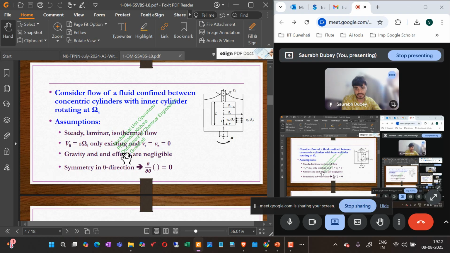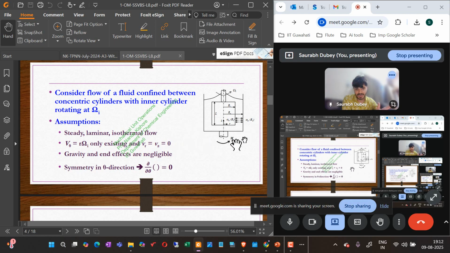So this is only existing. The rest of the velocity components, which are in the r direction and in the z direction, are assumed to be zero. Z direction is upward, and r direction is towards the radius of the cylinder. And then there is no effect of gravity, and end effects are not there.